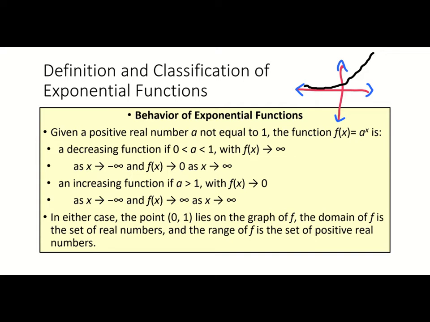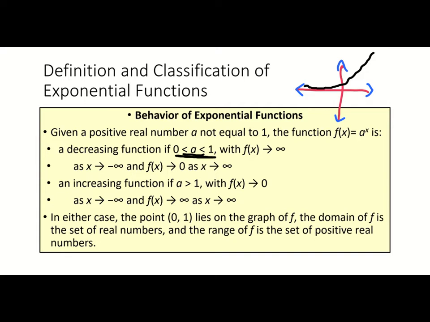If a is a positive real number bigger than 1, you would have an increasing function. You would have a decreasing function if a is between 0 and 1. So if you had a fraction, and I said a has to be bigger than 1, but it could be a fraction. It could be 1/2. It just can't be 1. So if a is like 1/2, 1/3, 1/5, 2/5, 2/3, then you're going to have a decreasing function.